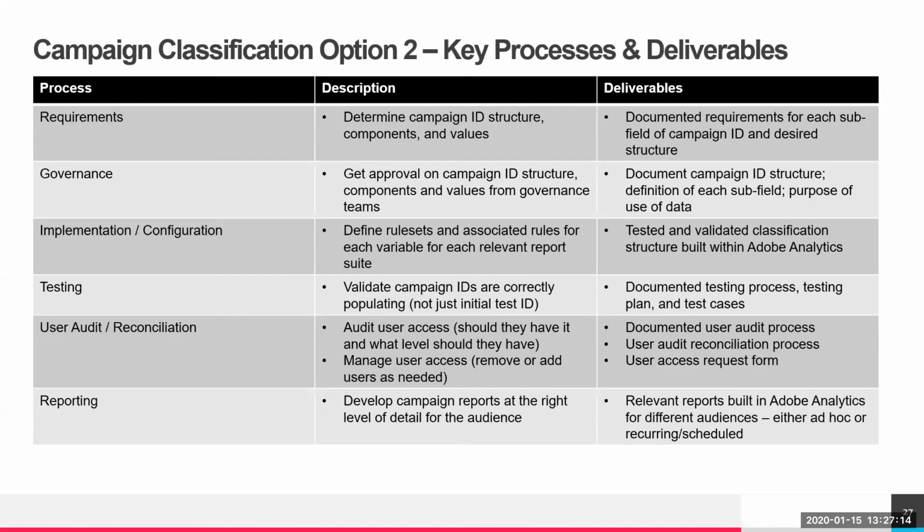Next, you'll want to validate that campaign IDs are correctly populating, both in terms of the raw key values as well as the classified values. This process should be well documented. You should also audit user access to ensure that the users have the correct access needed to perform necessary activities, no more and no less. And finally, you should develop campaign reports at the right level of detail for the audience, either ad hoc or recurring reports.